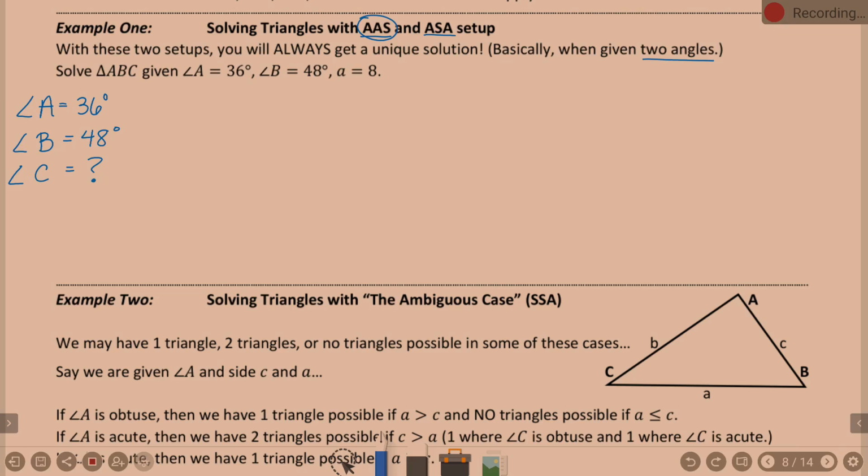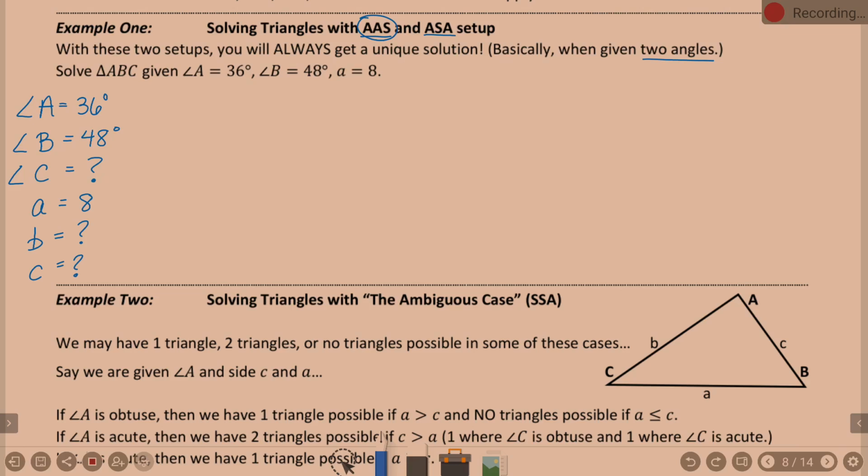We're going to have to find angle C, right? So we're given angle A and angle B. We were also given side A, which is 8. And that means we're going to have to find side B and side C. Not that you necessarily had to write that down, but I'm trying to get you to think: this is what we know, this is what we need to find. We know two of our angles, we need to find the third. We know one side, we need to find the other two.